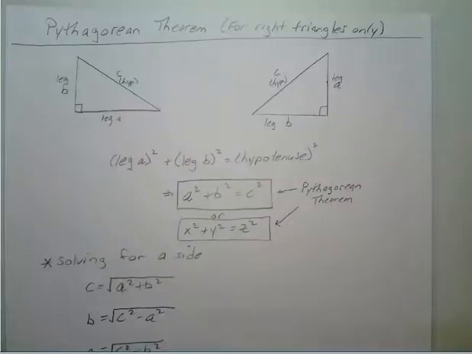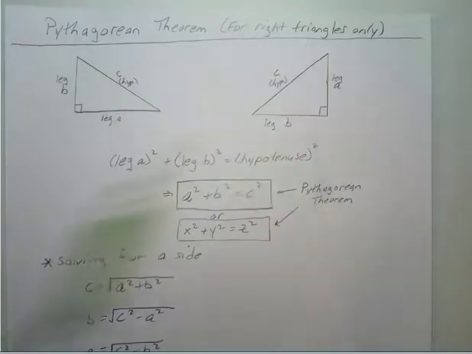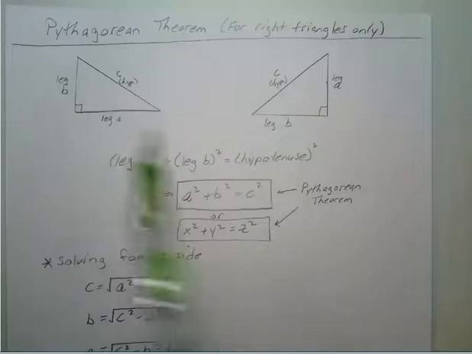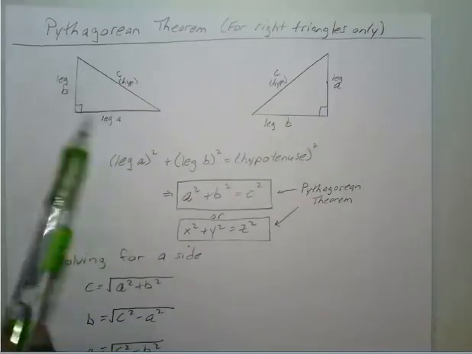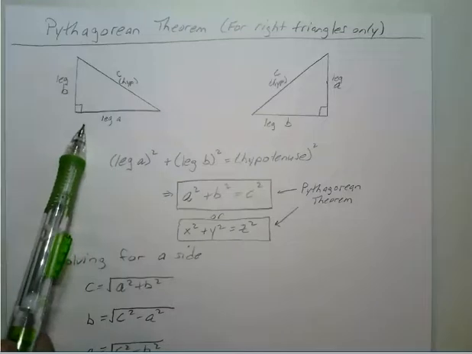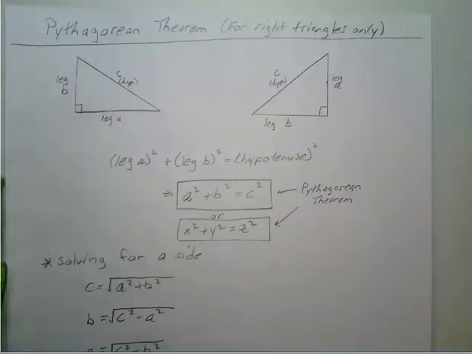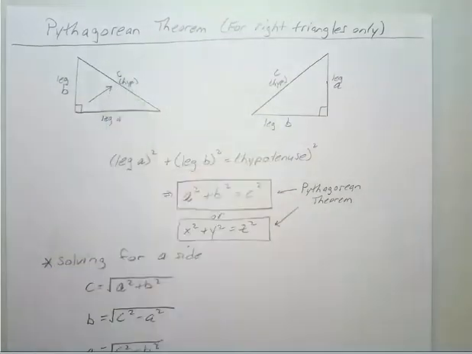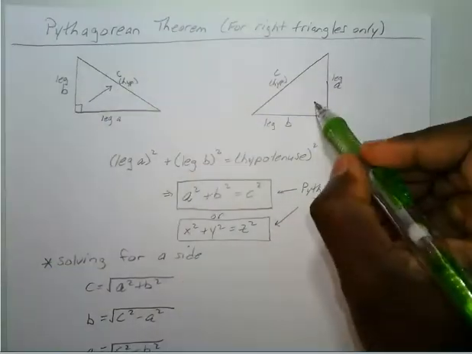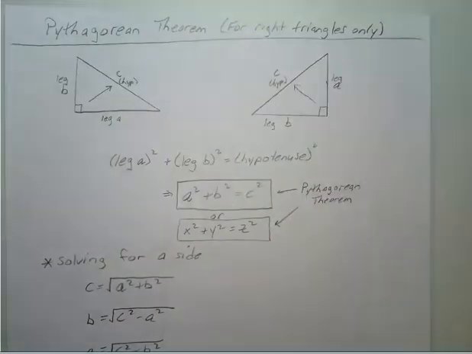Okay, so let's take a look at our right triangle. Again, you have leg B and leg A, or you can make it leg A and leg B. It doesn't matter which you make A or B, because the formula is going to give you the exact same answer, as long as you remember that your hypotenuse is always opposite the 90 degree angle.